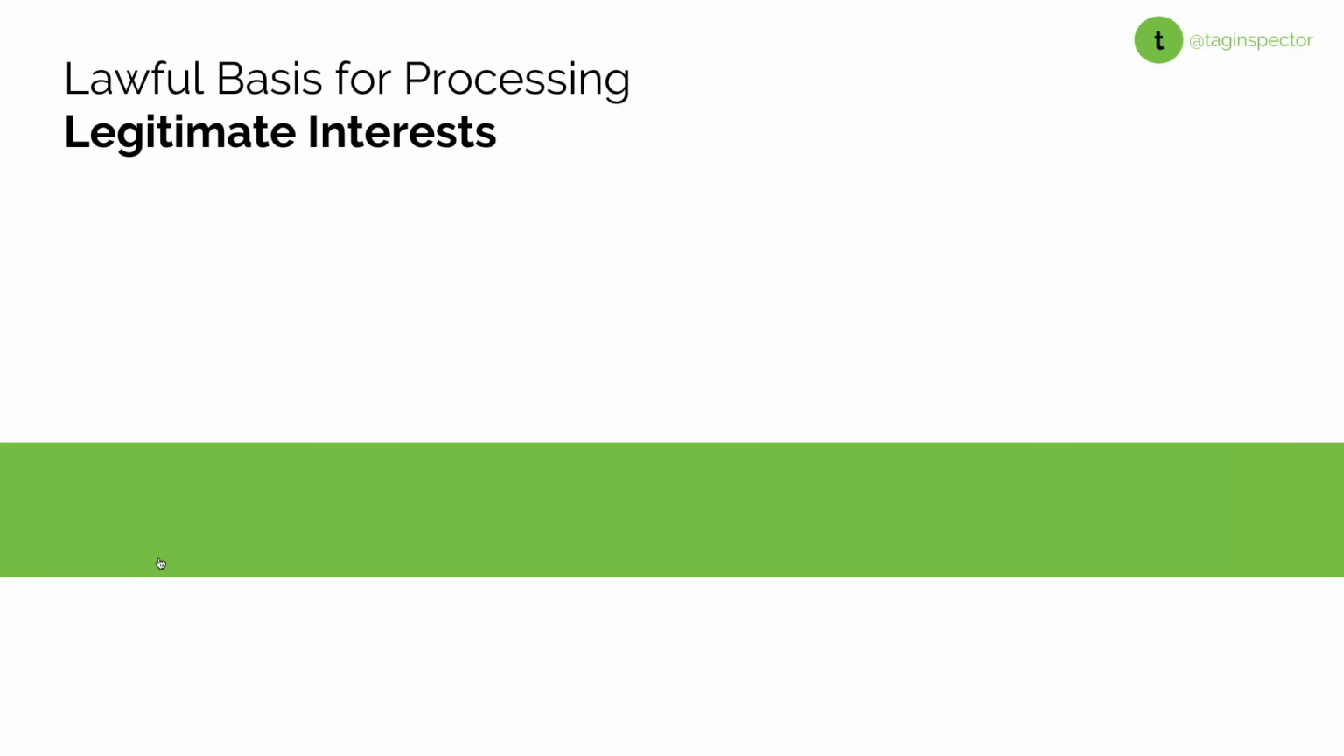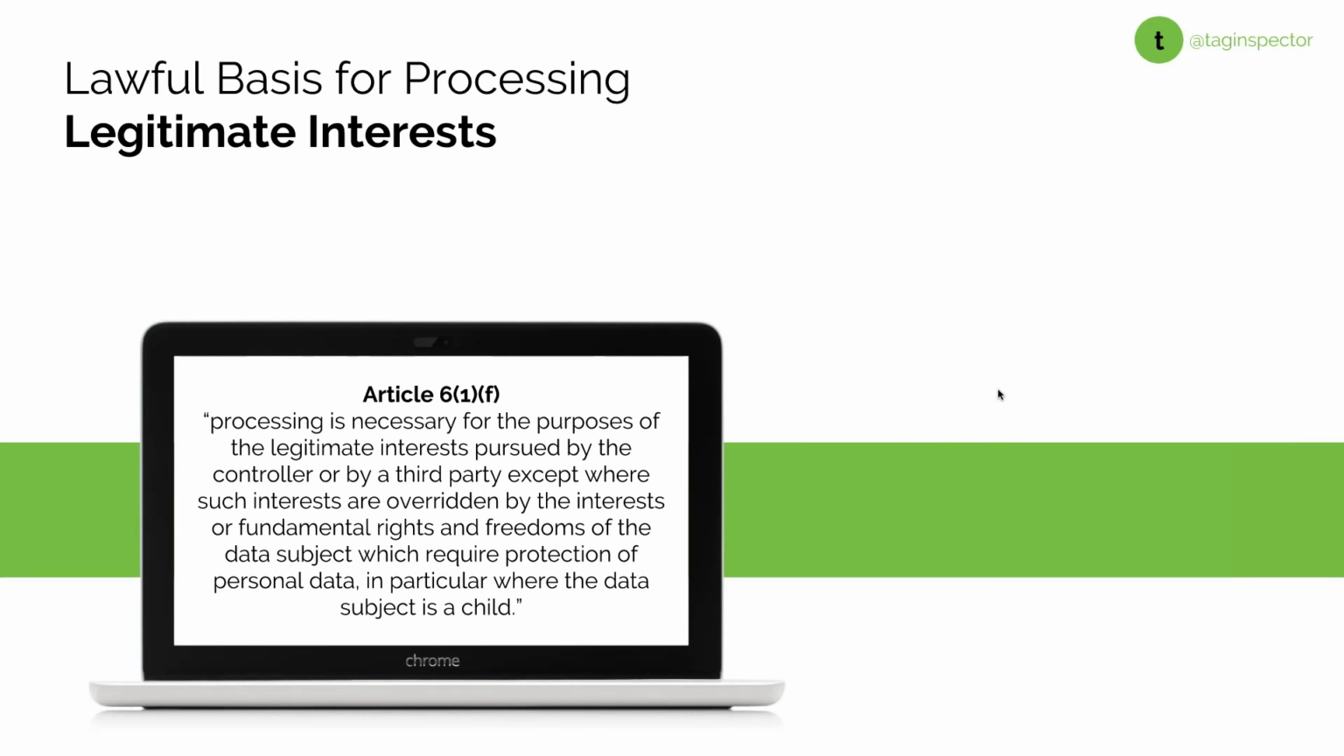The next piece is legitimate interests. As laid out, this is the actual text from the GDPR: legitimate interests are a lawful basis for processing when processing is necessary for the purposes of the legitimate interests pursued by the controller or by a third party, except where such interests are overridden by the interest of fundamental rights and freedoms of the data subject, which require protection of personal data, in particular where the data subject is a child.